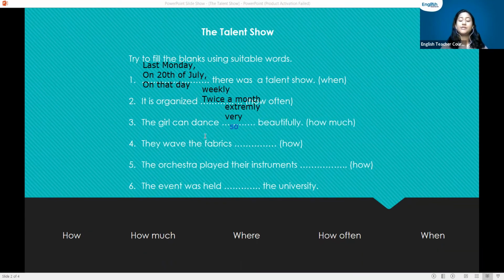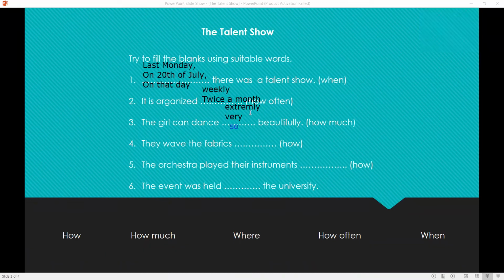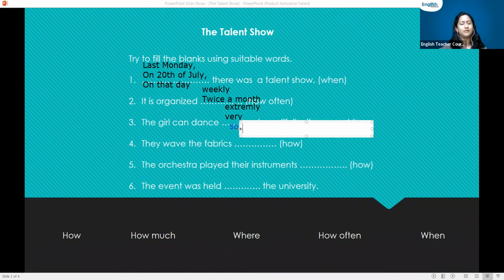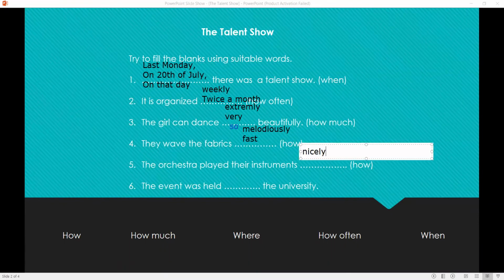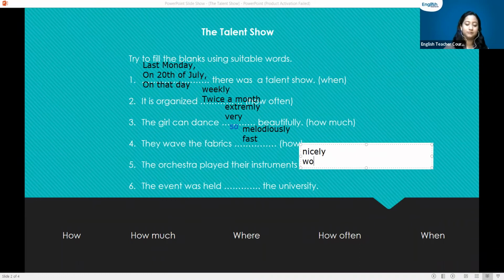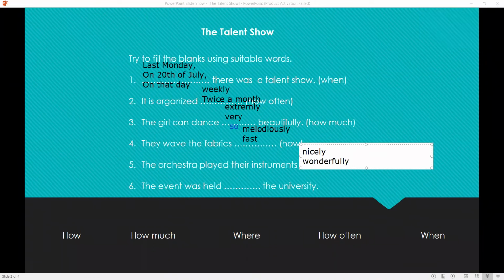Okay. The next one is how. They wave the fabrics. Think like in dancing, they are waving the fabric. They wave the fabric how? Solely. Sorry? What do you mean by solely? You can say melodiously, fast, slowly, something like that. Okay? Next one. The orchestra played their instrument. How? Nicely. Okay, nicely. Any other ideas? Wonderfully. Anyone else? Beautifully. Right.